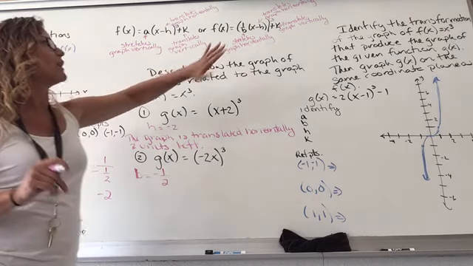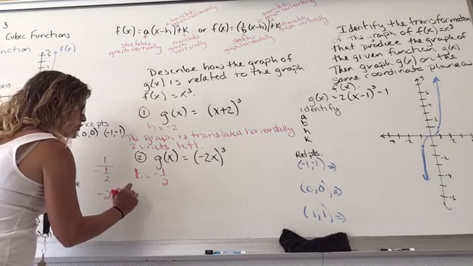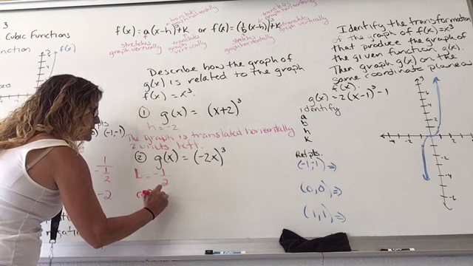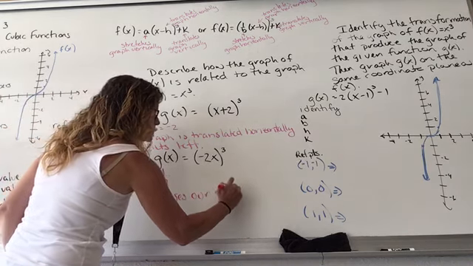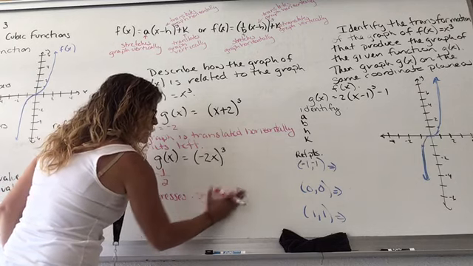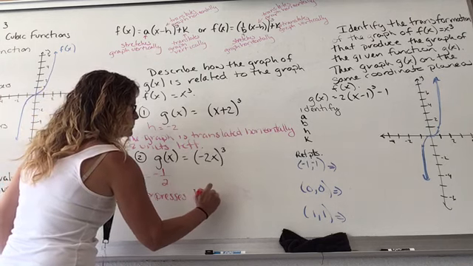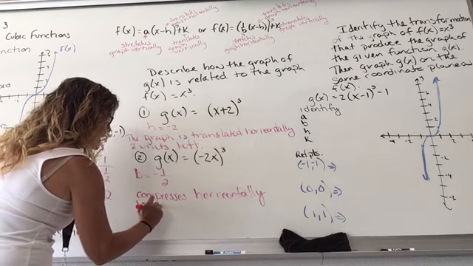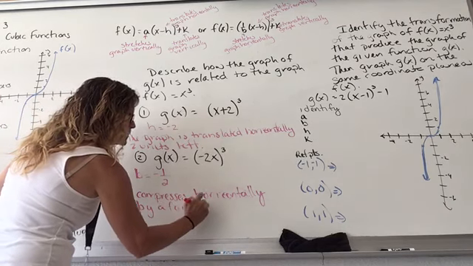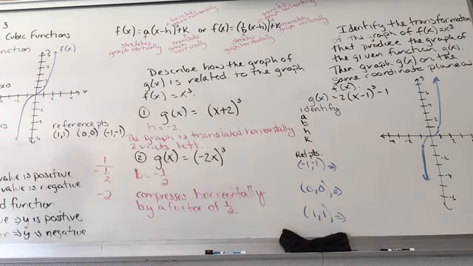So b is negative 1/2. Well, b stretches the graph horizontally, but since it's a fraction, it's not going to stretch it, it's actually going to compress it. So we are going to write that it compresses horizontally by a factor of 1/2. Now, notice I wrote positive 1/2.